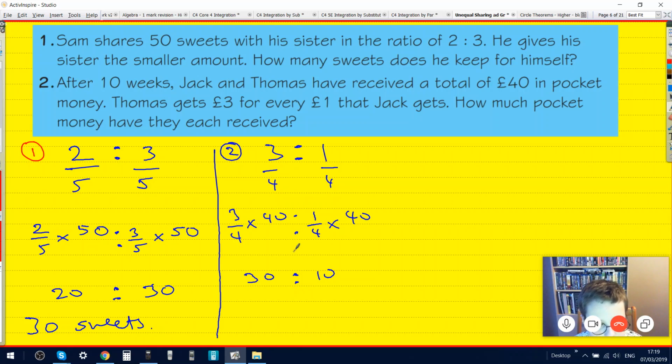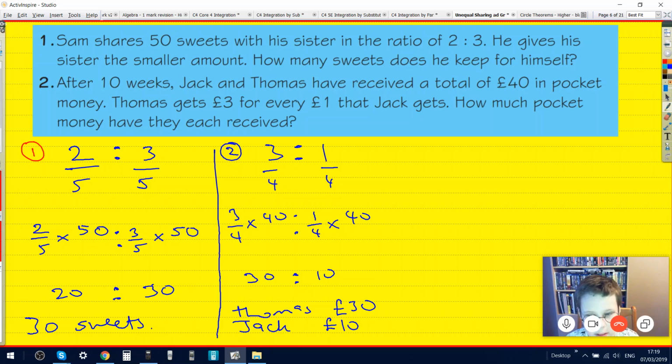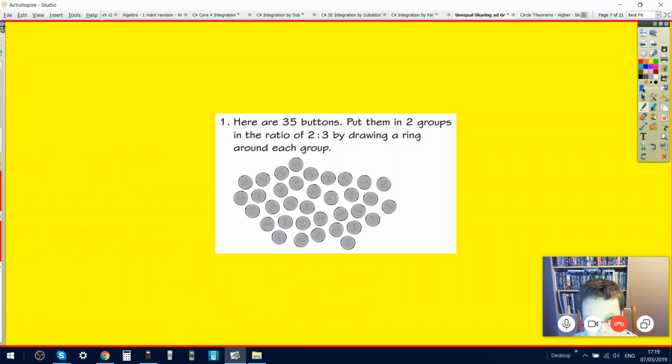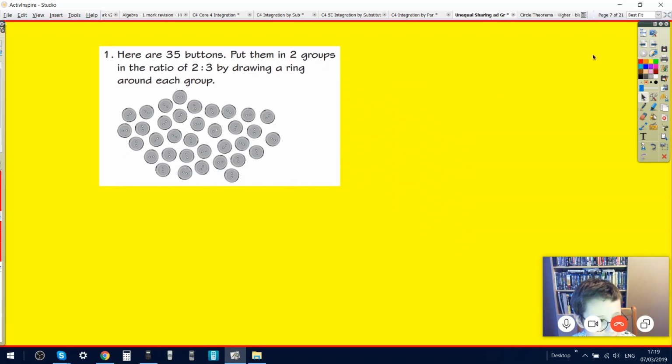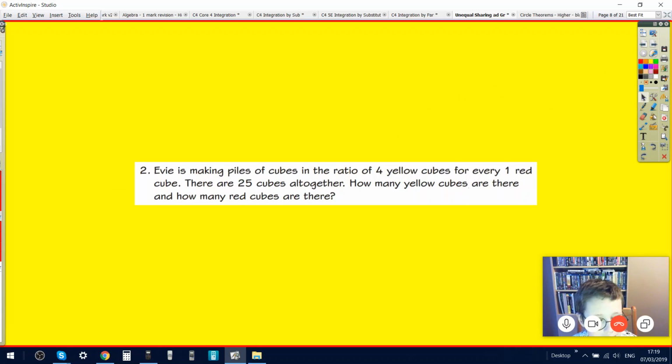Thomas received £30 and Jack received £10. Jack, £10. Any questions there? No, I don't have any. So you're doing well. Let's see. I think you'll be okay for that one.